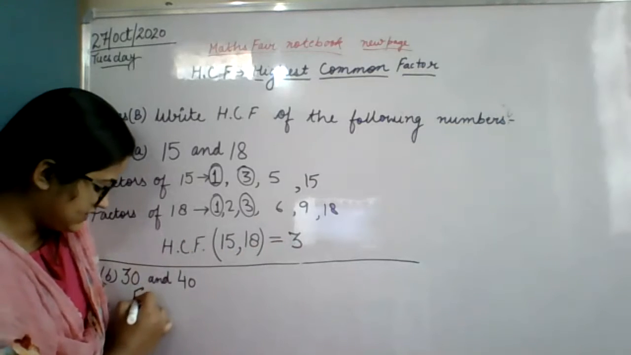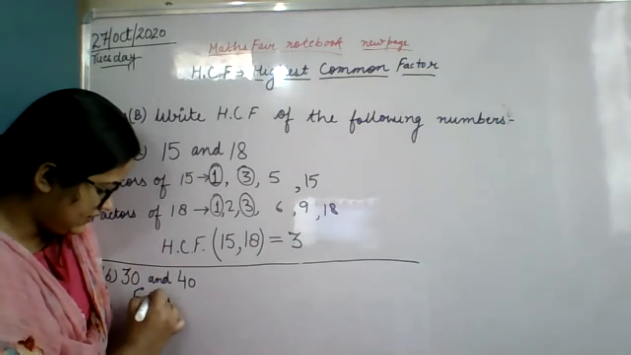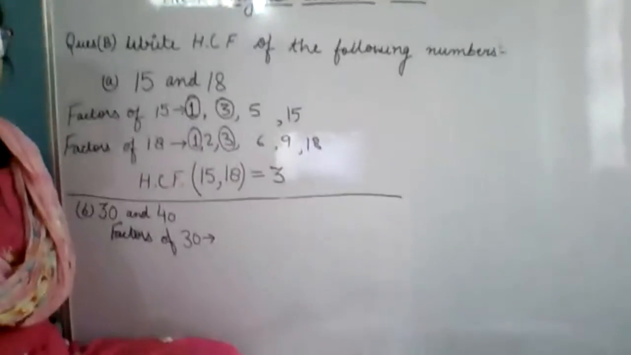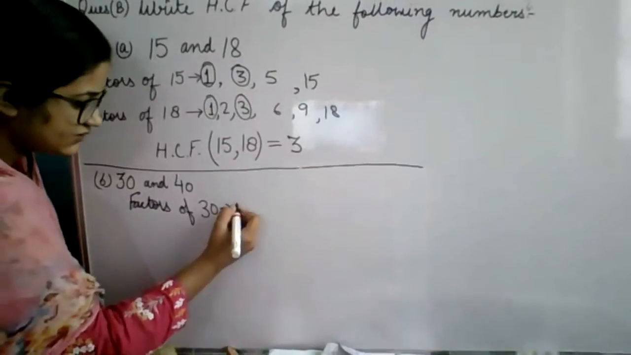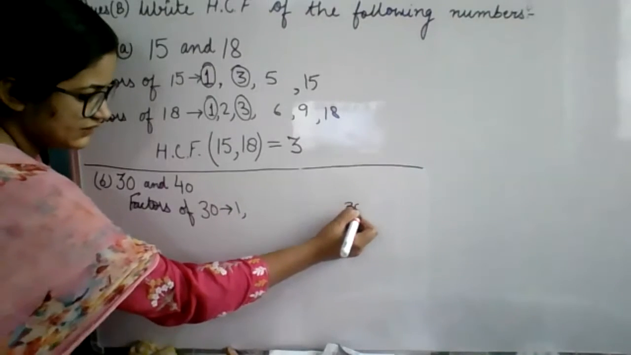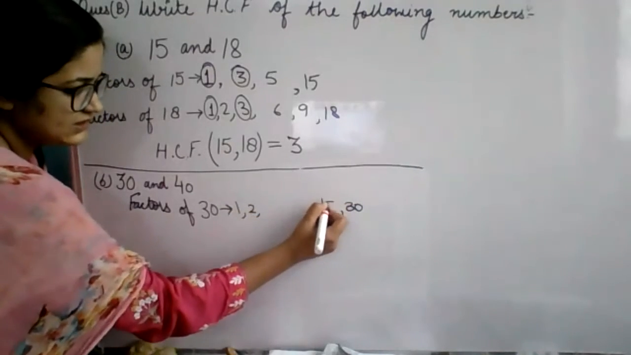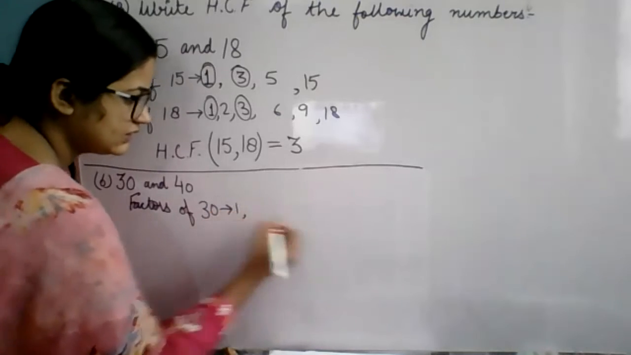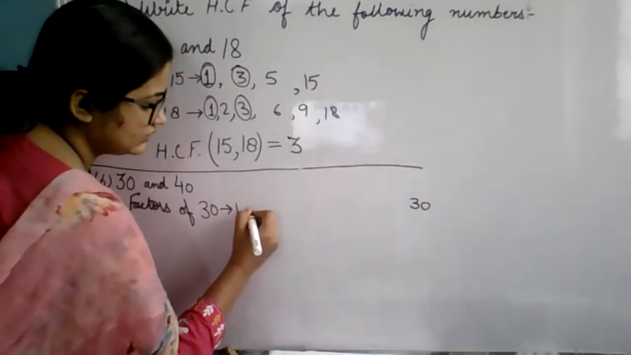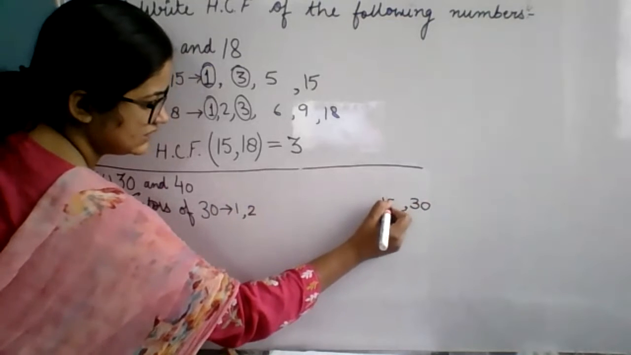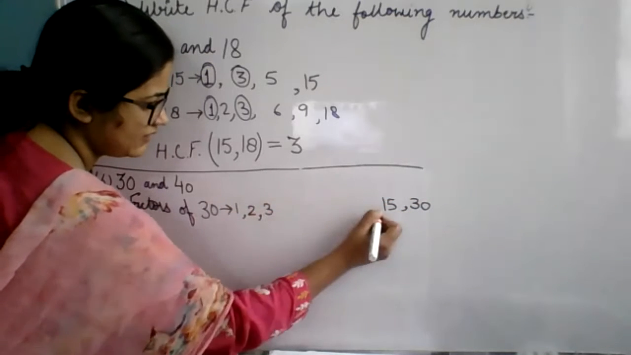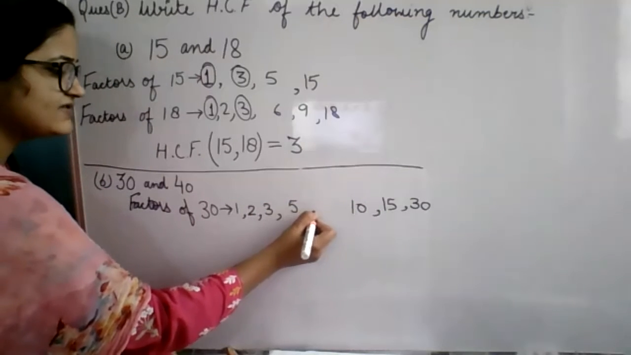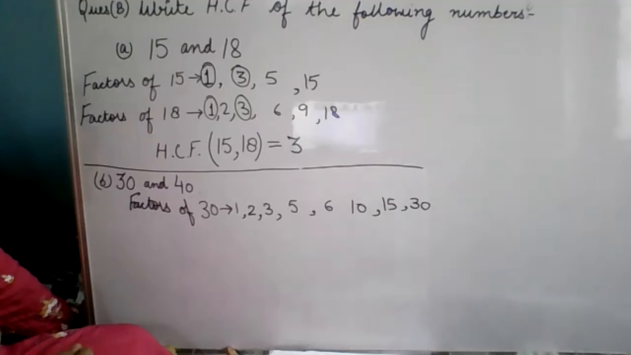Now, let us take out the factors of 30. There are so many factors of 30, so I'm taking a little more space. Factors of 30 are 1 thirty is 30, 2 fifteens are 30, 3 tens, 4 is not there, 5 sixes, then 6 fives is again 30, so we will stop. These are the factors of 30.